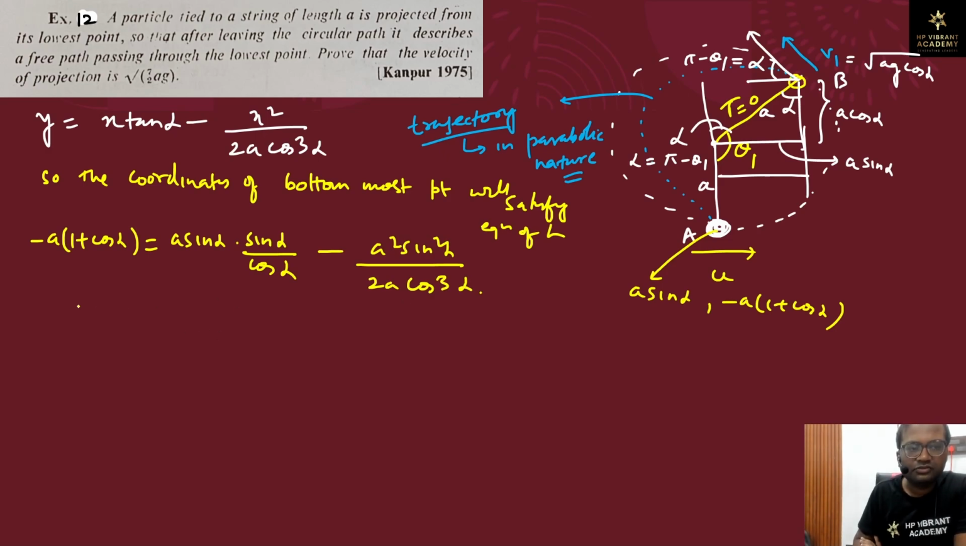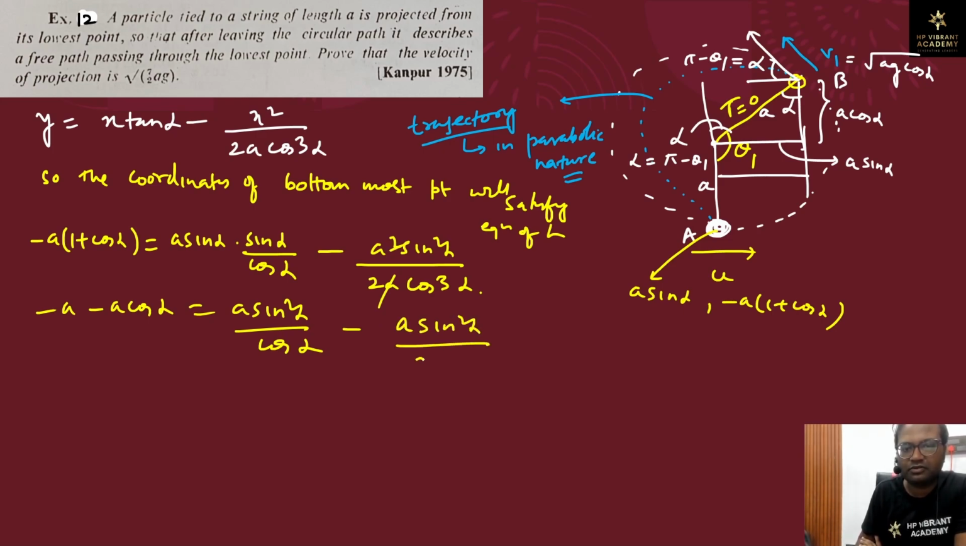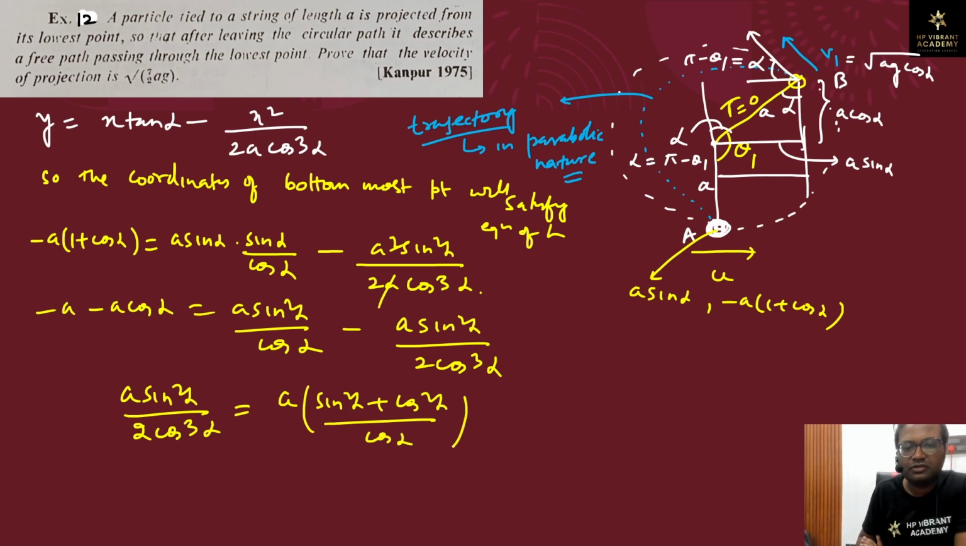Okay. So we have minus a cos alpha equal to a sin square alpha upon cos alpha, minus this gets cancelled, a sin square alpha upon 2 cos cube alpha. This will be equal to a sin square alpha upon 2 cos cube alpha is equal to a into (sin square alpha plus cos square alpha) upon cos alpha. Okay, so if we take this to RHS, plus a, समझ में आ रहा है?